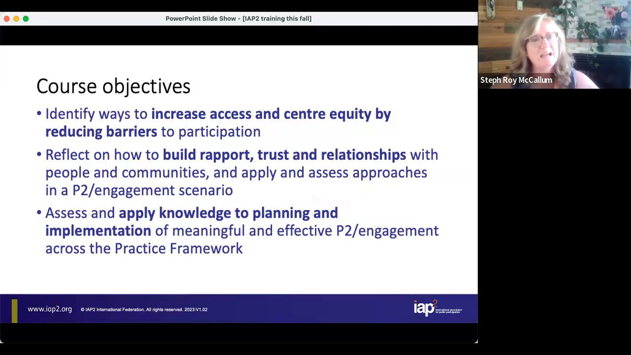So how do we actually amplify the voices of the folks that we need to hear from in order to make our processes meaningful? We'll reflect on how to build rapport, trust, and relationships with people and community, and we'll assess and apply knowledge to the planning and implementation using the practice framework, which you will have been introduced to in the prerequisite courses.